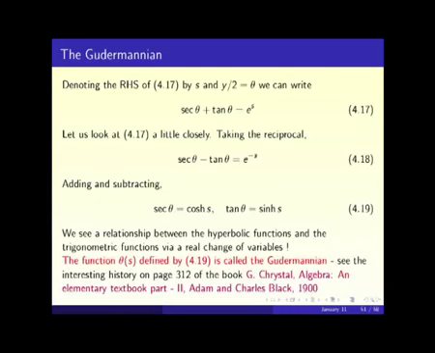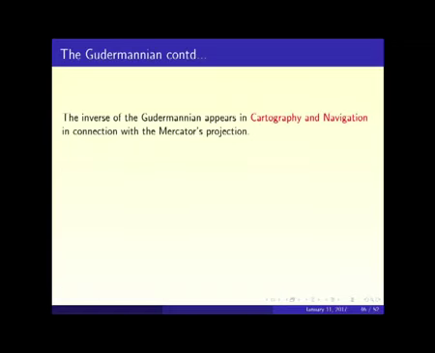A very interesting history of this Gudermanian can be found on page 312 of Chrystal's Algebra, volume 2, which was published in the 1900s. In fact, it was published before the 1900s; this is a later edition. The inverse of the Gudermanian appears in cartography and navigation.